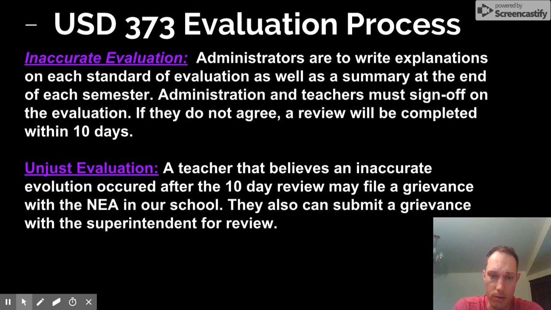You can dispute your evaluation with your administrator. And then if you don't agree, you have a 10-day process where another review will be completed. If you believe it's inaccurate after that 10-day review, you can file a grievance with the NEA in our school district. You can also submit a grievance to the superintendent for review. The same thing can apply for due process. If you're released from your job, you can file a grievance with the local union, NEA, and the superintendent to review.